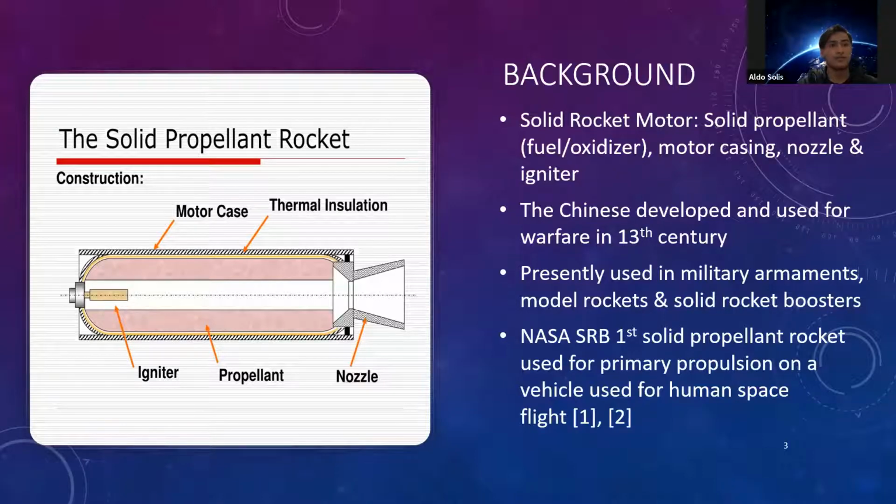So early solid fuel rockets in the 13th century were powered by gunpowder and were used for warfare in China. Solid rockets are still used today in military applications, such as missiles, low-performance rocket models, and strap-on boosters for launching vehicles. And then NASA Space Shuttle solid rocket booster has been used for primary propulsion on a vehicle that was used for human spaceflight, and it provided the majority of the space shuttle's thrust during the first 2 minutes of flight.